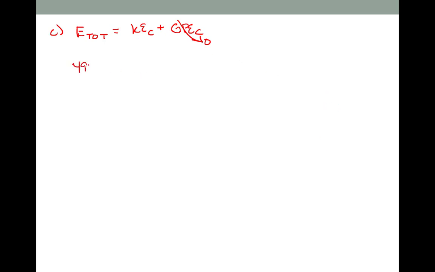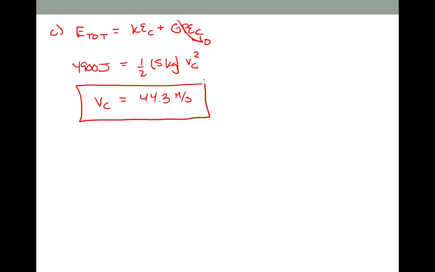So our 4,900 joules equals 1/2 times 5 kilograms times the velocity at C squared. Solving for the velocity at C, that equals 44.3 meters per second. This completes this part of Unit 8.